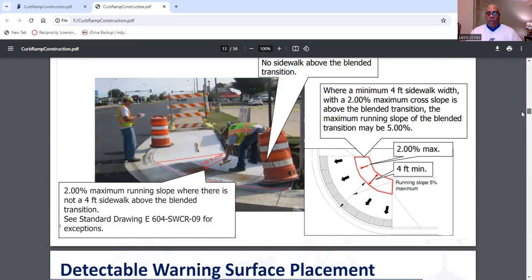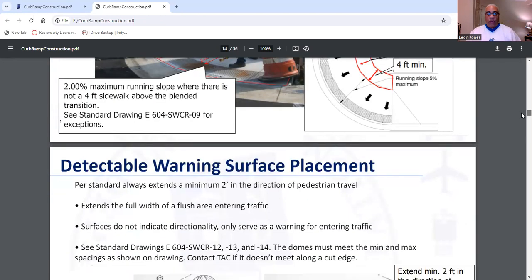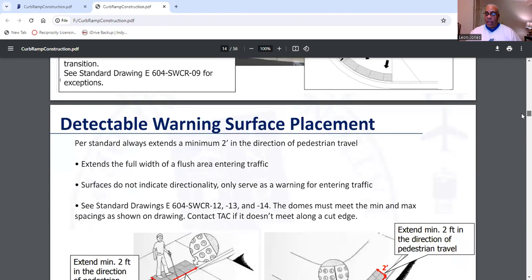And this is what they're talking about. Also, a 2% maximum running slope where there is not a 4-foot sidewalk above the blended transition, and you can see the standard drawings. And all this is utilized by the designers as well. But you have to know how to inspect it to make sure that the design is correct and the ramp has been placed according to specifications.